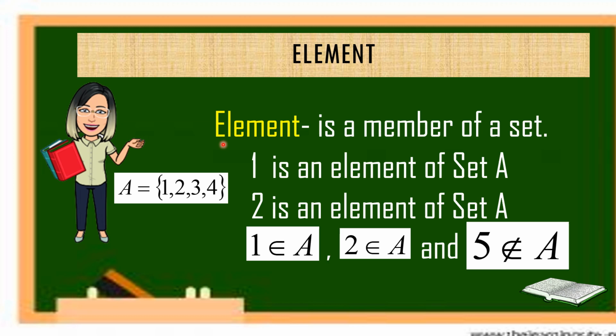Element. Element is a member of a set. Set A is a set whose elements are 1, 2, 3, and 4. 1 is an element of set A. 2 is an element of set A. In symbol, this is the symbol for element. 1 is an element of set A. 2 is an element of set A. For this symbol, this is not an element. Pi is not an element of set A.